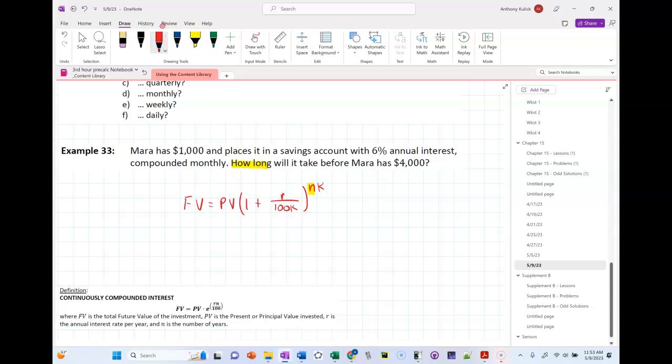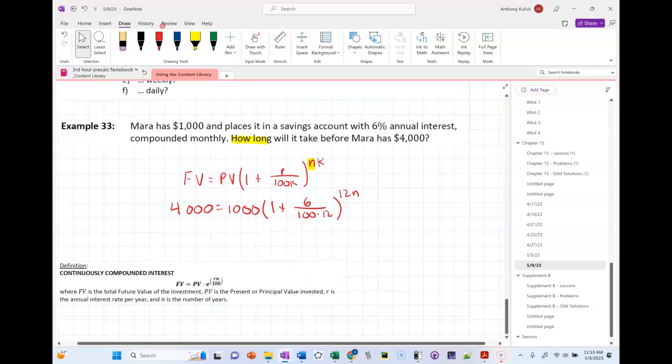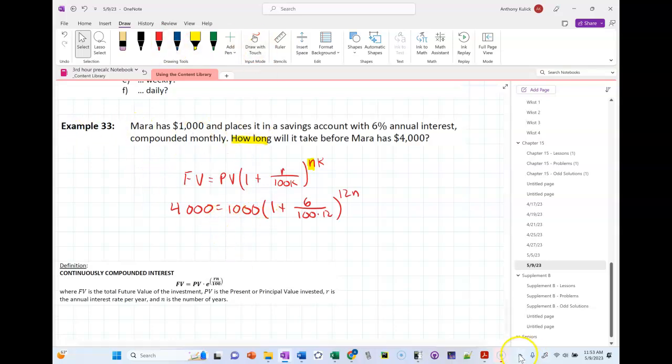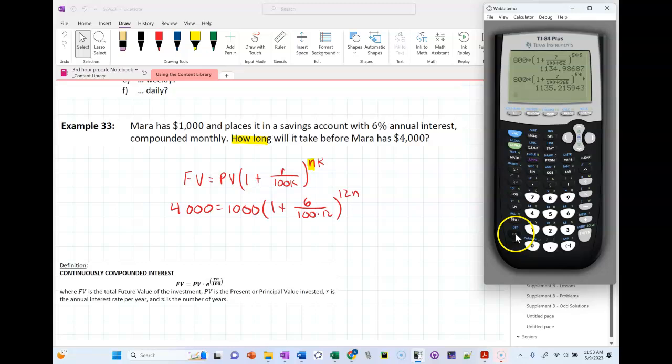So what's our FV then? 4,000. Good. And our PV? 1,000. Good. And our R? 6. And our K? 12. All right. So to solve for this, what are we going to have to do? Divide by 1,000. Divide by 1,000 first. Great.